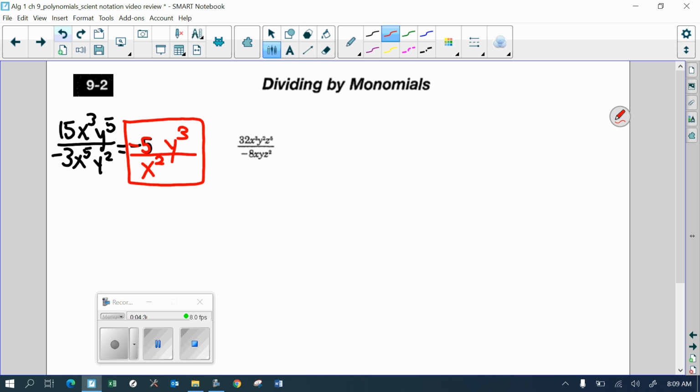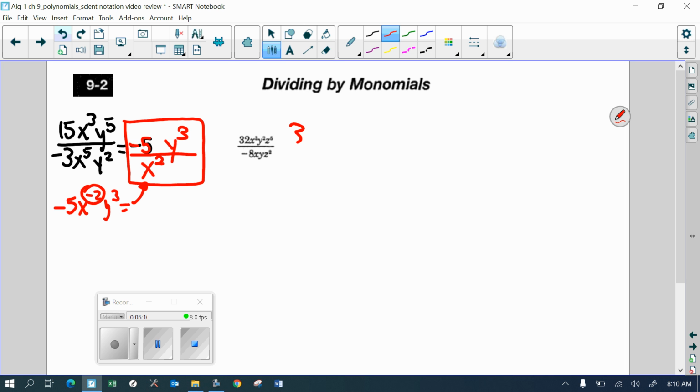So what a lot of books teach you, after you have your negative 5, is you do 3 minus 5 is negative 2, and then 5 minus 2 is 3 when you subtract down. Well, then after that, you have to remember to switch that negative exponent to a positive, which means you drop it down to the denominator, and then you get this answer right here. So you can do it either way, but you have to remember to make the exponents positive on your answer.